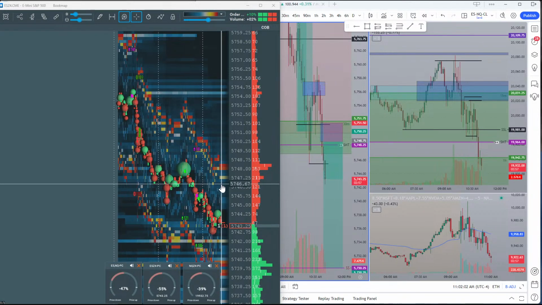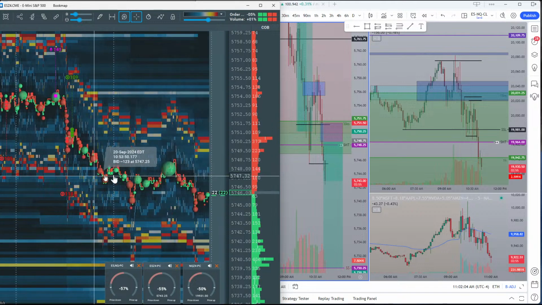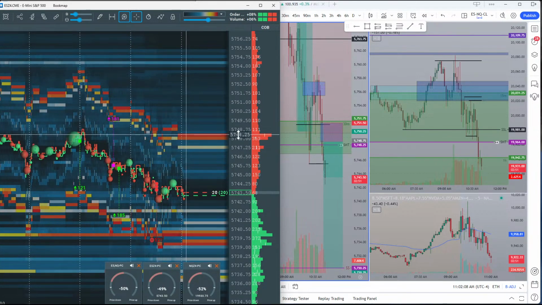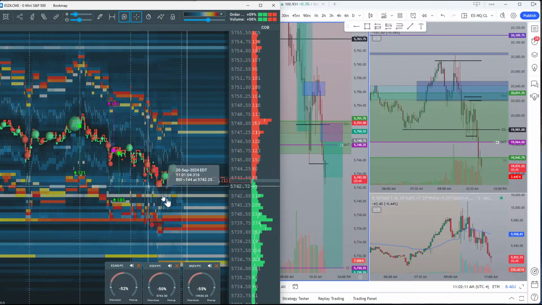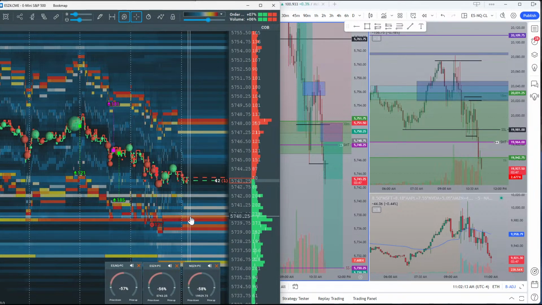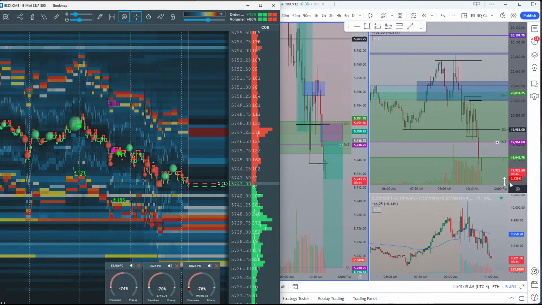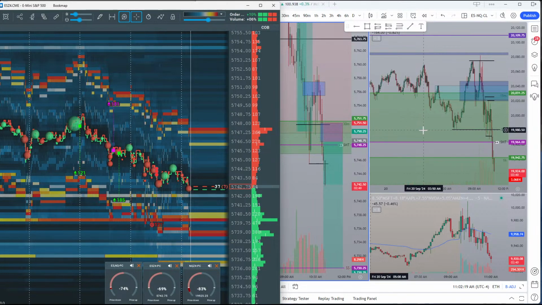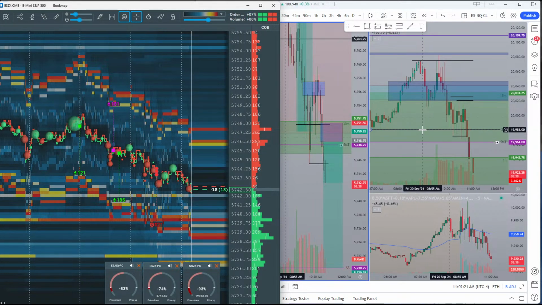Come on, pump back up. Give me a pullback. We got 57.40s pretty strong to the downside on ES, another 3 points. It's very dry volume.